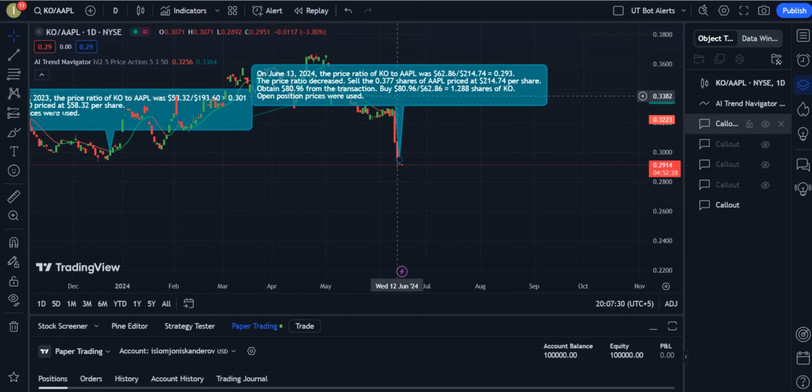So this was my illustration of how to obtain shares of Coca-Cola stock over a period of nearly 6 months by trading the Coca-Cola to Apple pair of stocks based on the price ratio movements, and by using the AI Trend Navigator to predict when the price ratio goes up and the price ratio goes down.